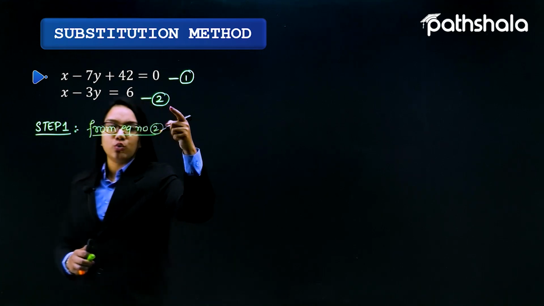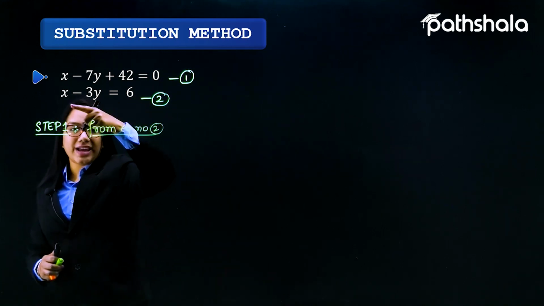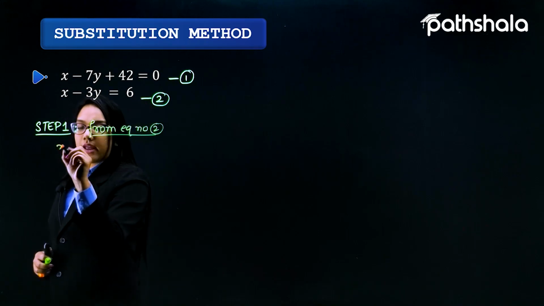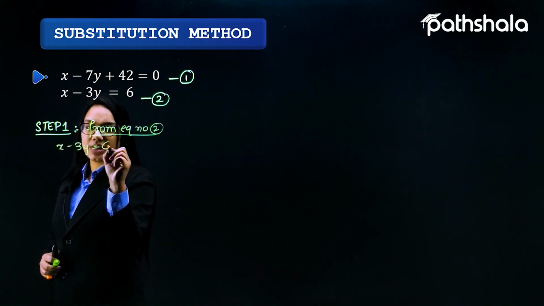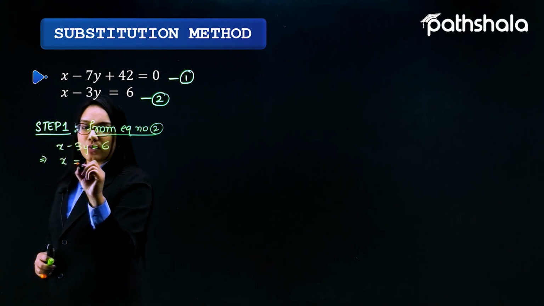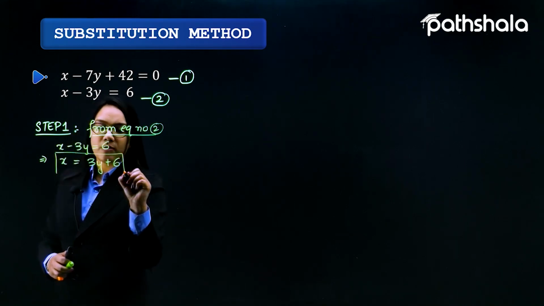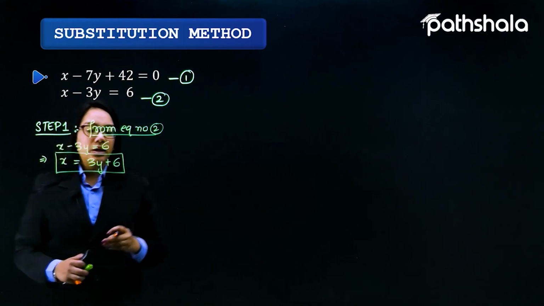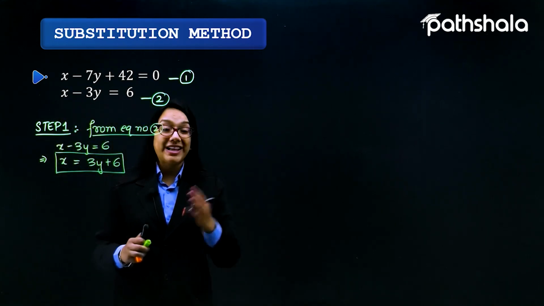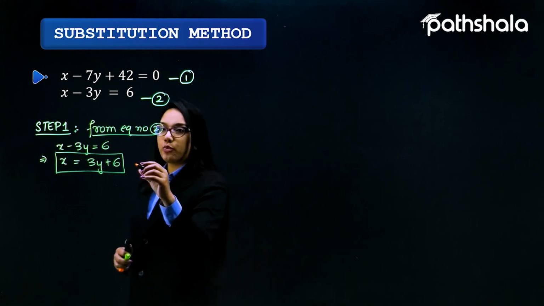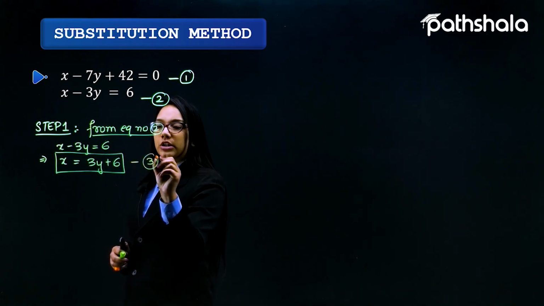From equation number 2, I'm taking the value of x in terms of y. x minus 3y is equal to 6, so we can write it as x is equal to 3y plus 6. So this is my step number 1, in which I have converted an equation to x in terms of y. Let us call this equation number 3.